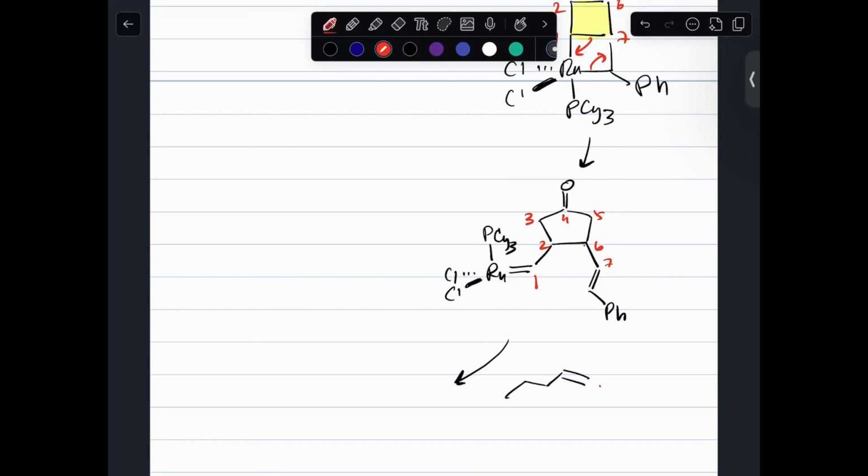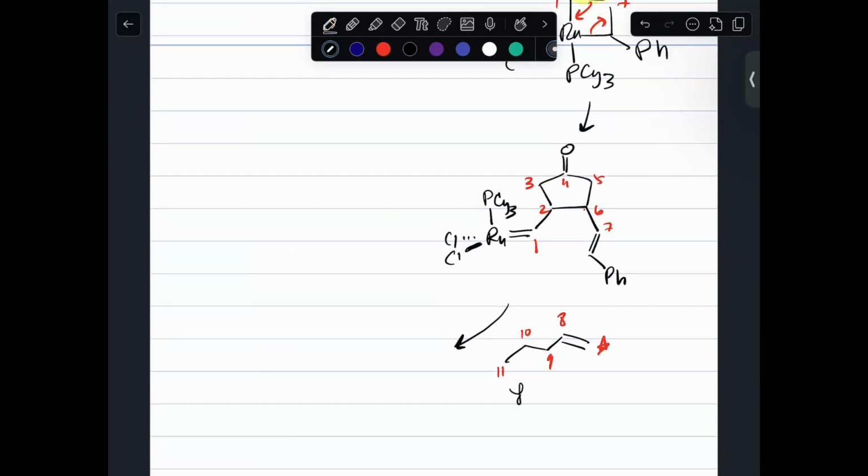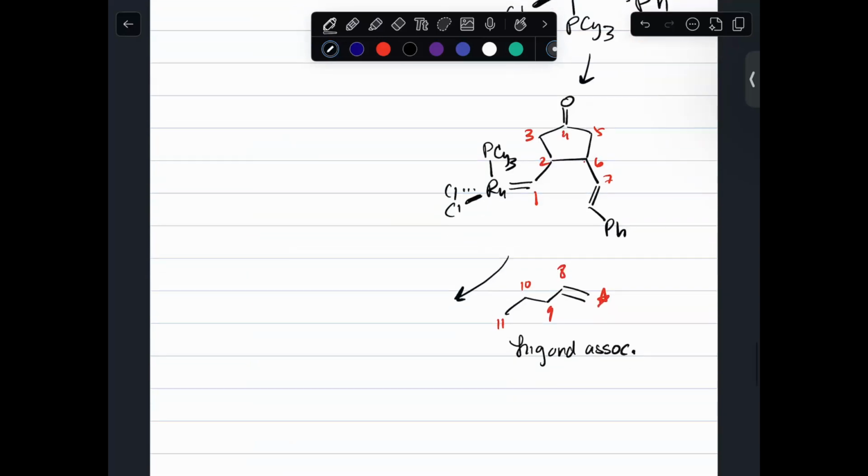And I'll go ahead and number that too. 10, 11. And we have ligand association. I'll number my carbons in a second. Just want to draw out my structure, or redraw it because it's the same thing as above or to the right.